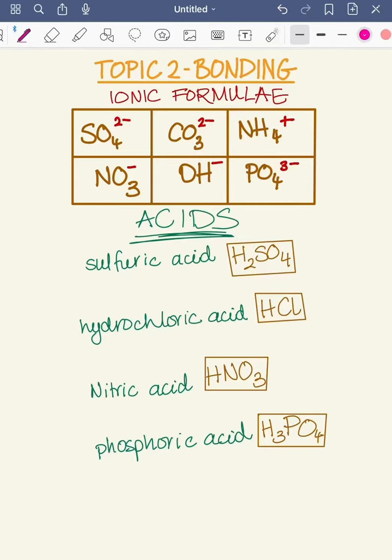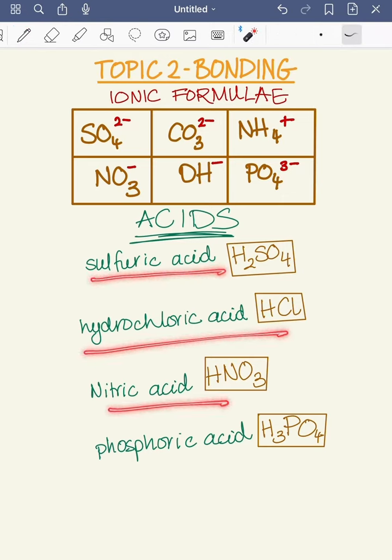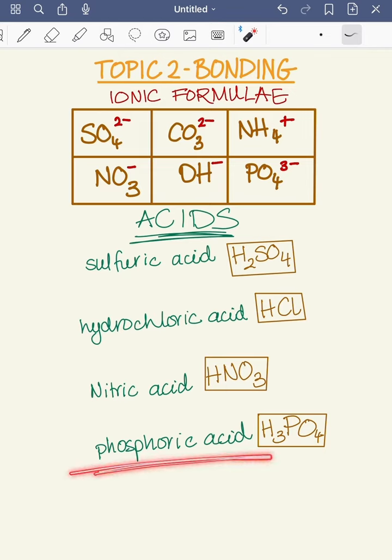Let's move on to having a look at acids and how we derive the chemical formulas for acids. As you can see, we have sulfuric acid, hydrochloric acid, and nitric acid. These are probably the three common ones you have seen and heard of and even used in the lab before. But there's also phosphoric acid as well, which you probably haven't really come across that much. Okay, so how do we go about naming them and writing their formulas?